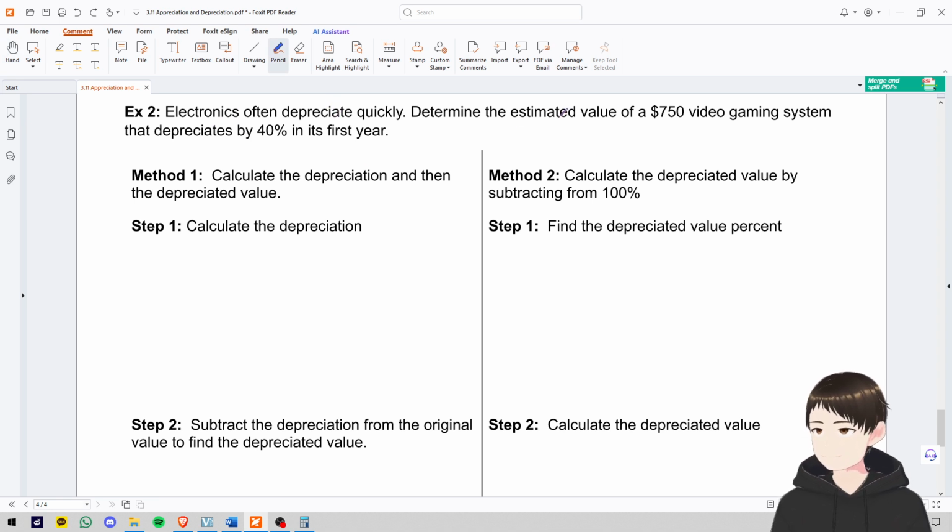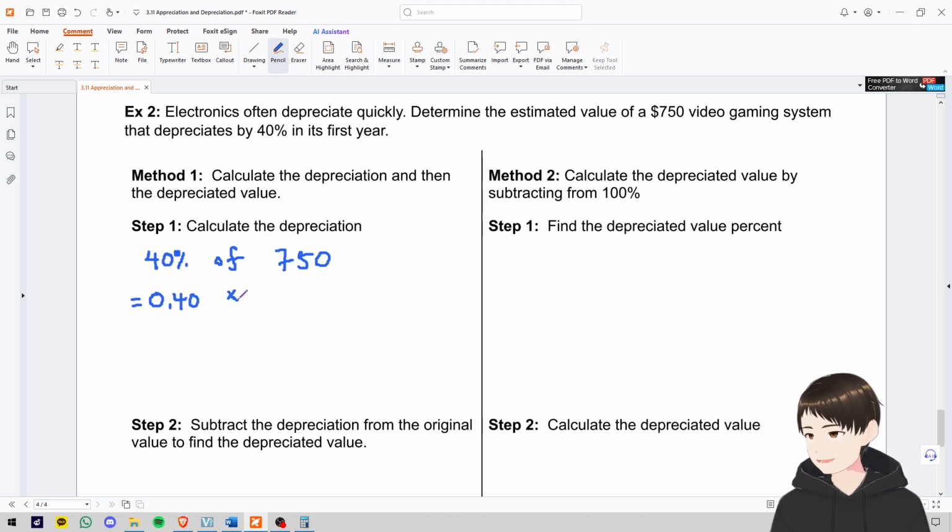Electronics depreciate quickly. A $750 video game system, probably like a PS5, all you game geeks. This is the money that goes. It depreciates by 40% in its first year. I feel like PlayStations are still going pretty strong, but anyways, calculate the depreciation and then the depreciation value. So what is 40% of 750? We've got 0.40 of 750, right? And that would be 300. So this is the depreciation.